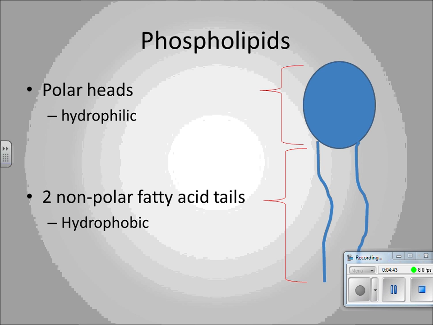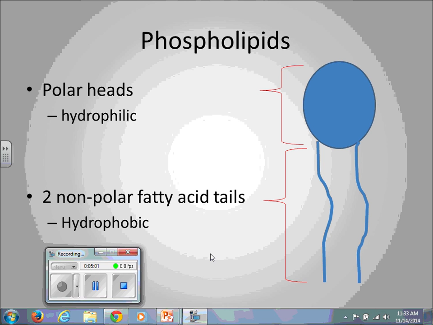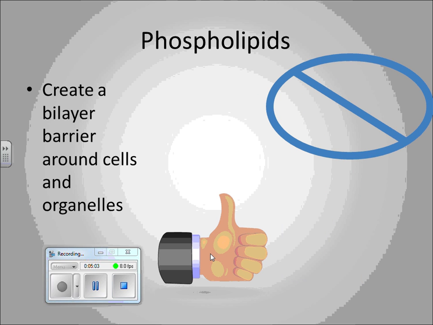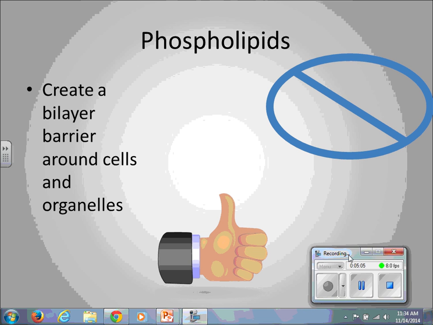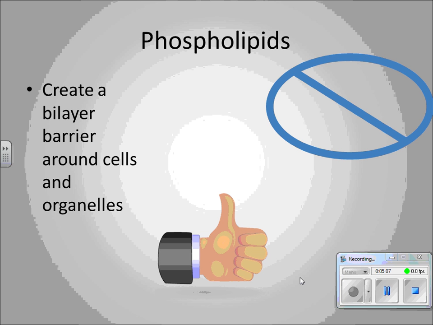And the answer is yes, you do need water in and out of your cells. The problem is if too much water comes in, your cell is going to explode. And if too much water leaves, the cell is going to shrink like a deflated balloon, and the cell will die. So we have to have some mechanism to not allow everything to come in and not allow everything to leave. The phospholipids, again, create a bilayer or a boundary or a barrier around the cells and the cell parts.